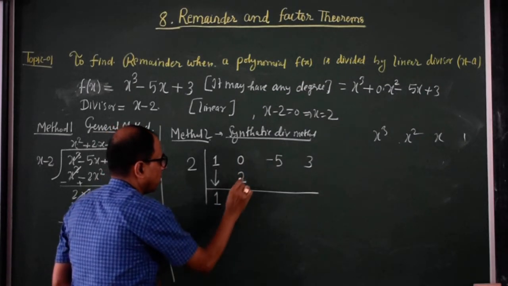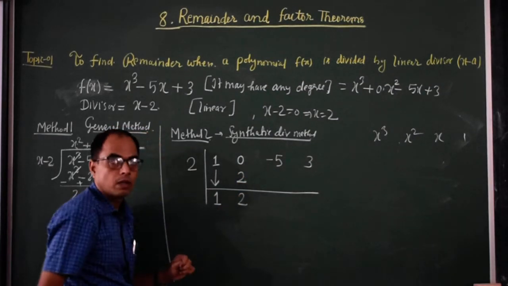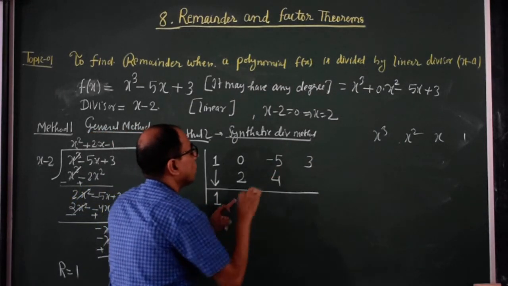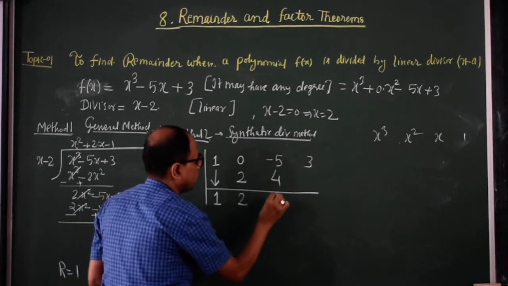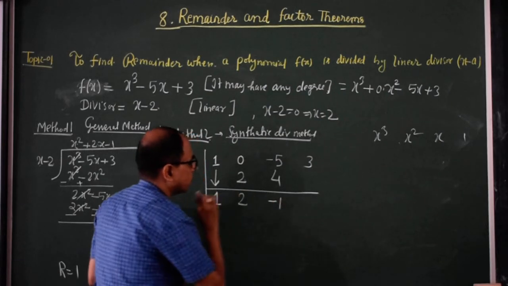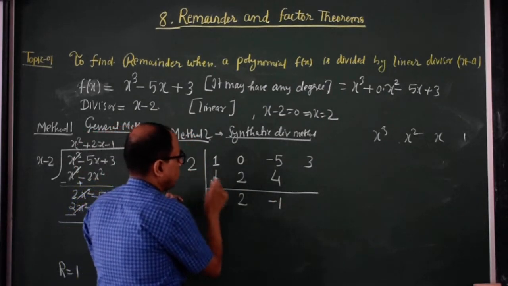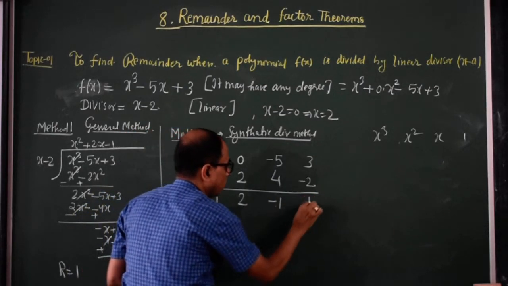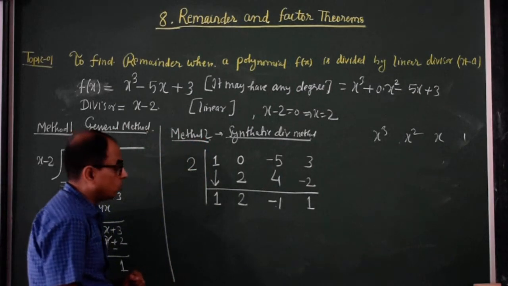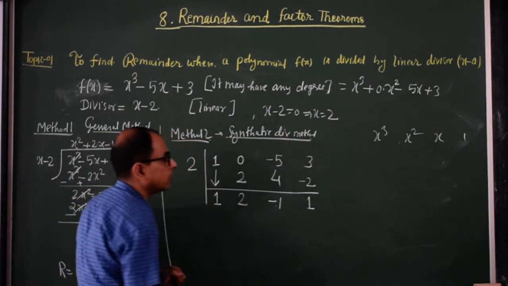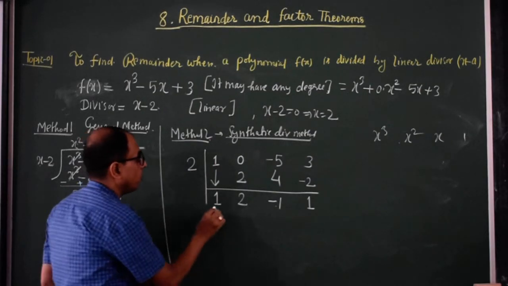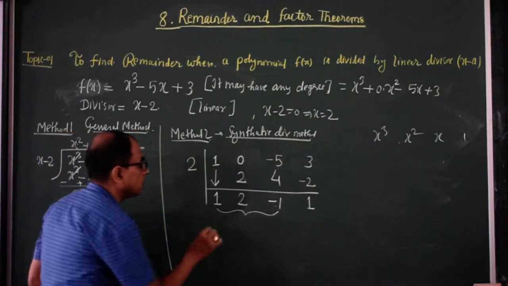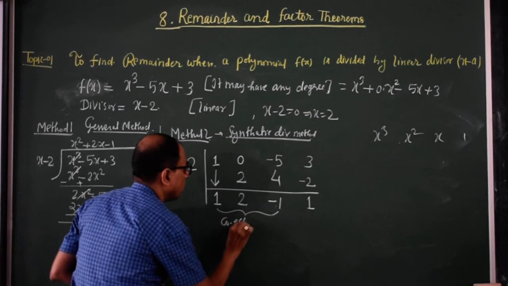Now add, it will be 2. Now multiply 2 into 2, 4, write it here. Now add, it will be minus 1. Now multiply 2 into minus 1, it will be minus 2. Now add, it will be 1. So the first three numbers represent the coefficients of the quotient.